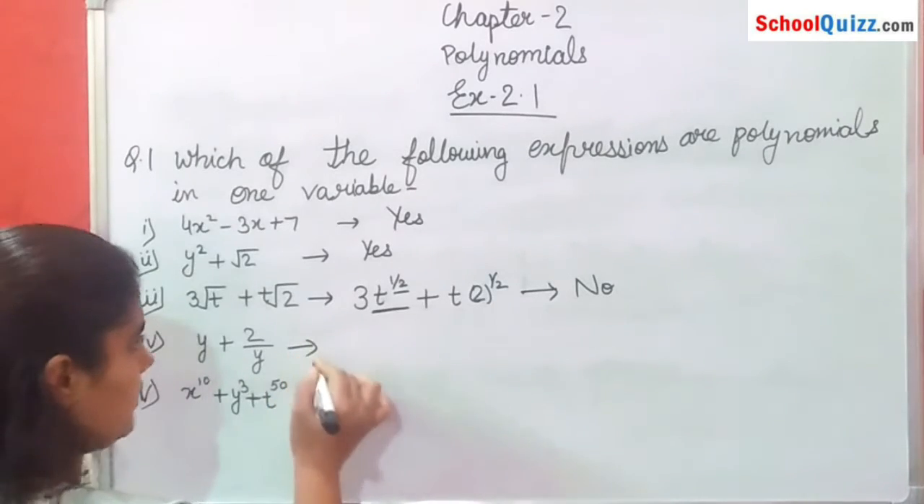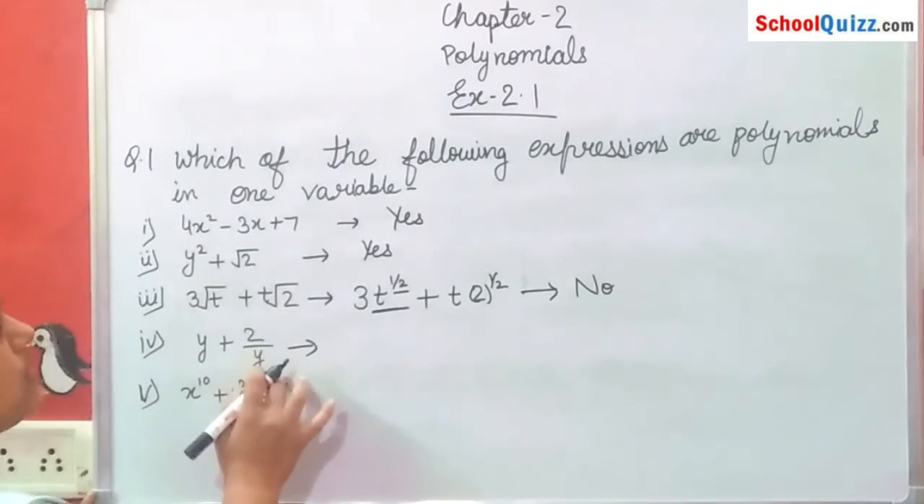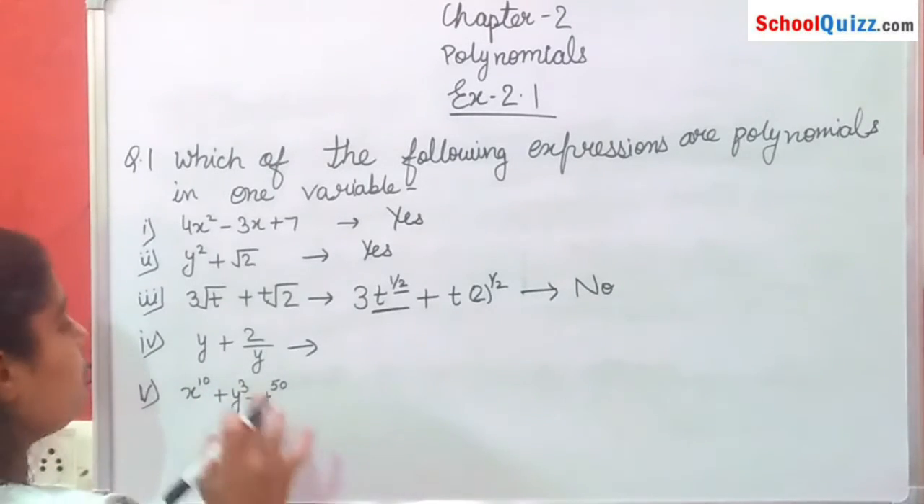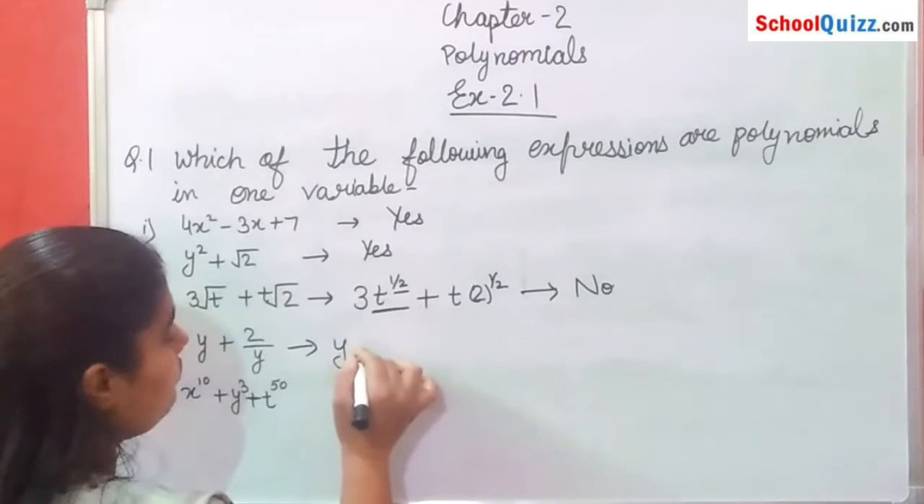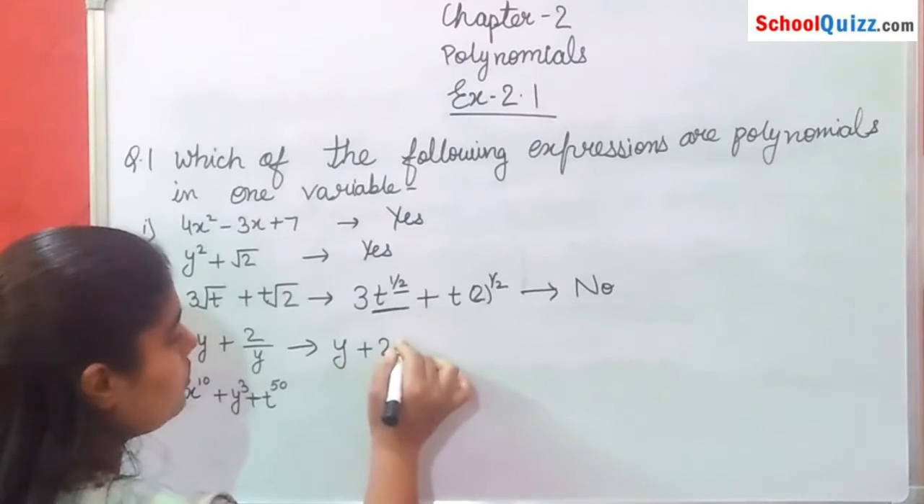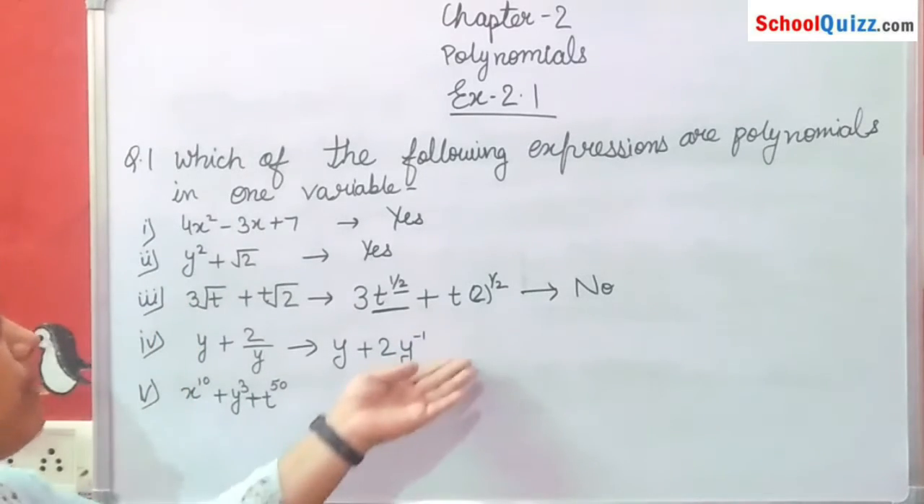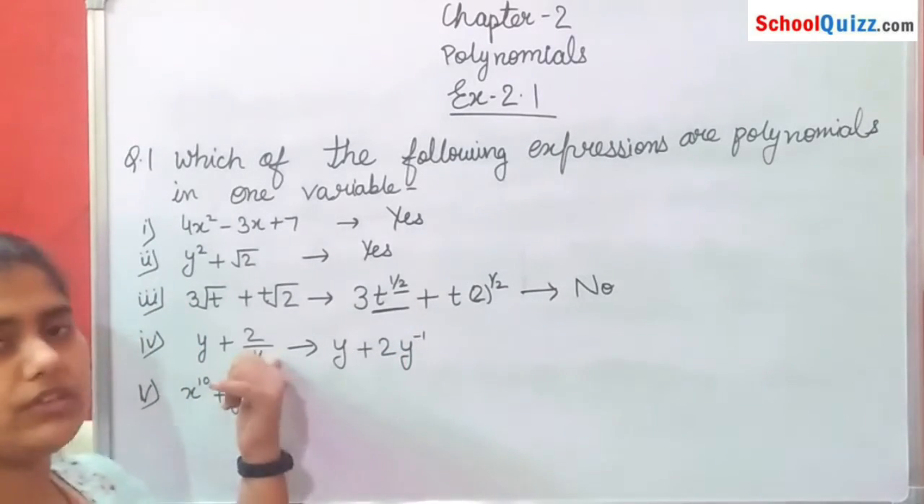Similarly, in the next expression, we have y plus 2 upon y. Only one variable is used, we can see that. But in simple form, we can write it like this: y plus 2y raised to power minus 1. y की power minus 1 क्यों आएगी? Because y is in divide form.